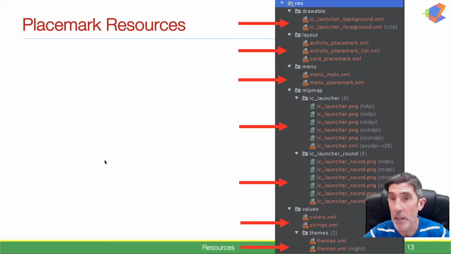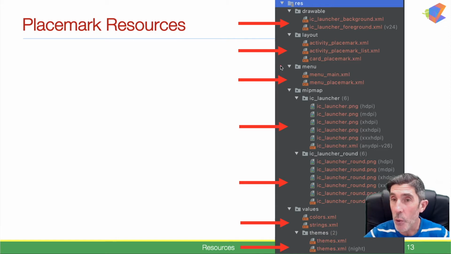You can see them there. Again, all split up into their separate folders, if for no other reason than to be able to manage. And your map there, these are our actual images themselves. You can see the different launchers and the different resolutions. And then we have our colors and our strings, and then finally our themes down the bottom there.